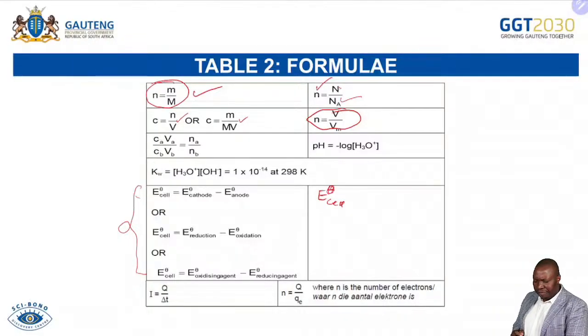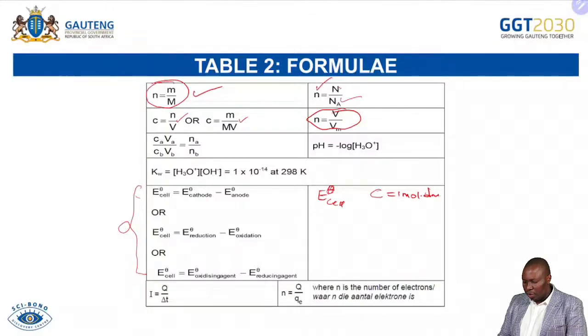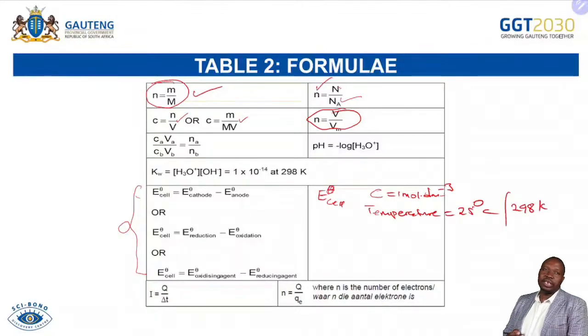And then I've emphasized that standard conditions simply means that you have your initial concentration of 1 mole per cubic decimeter. That's right, concentration in full. And then you have your temperature of 25 degrees Celsius. I've shown you that you can even say 298 kelvins is still correct.